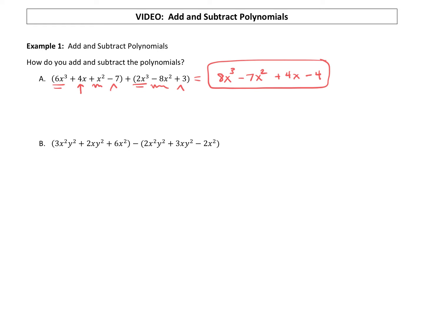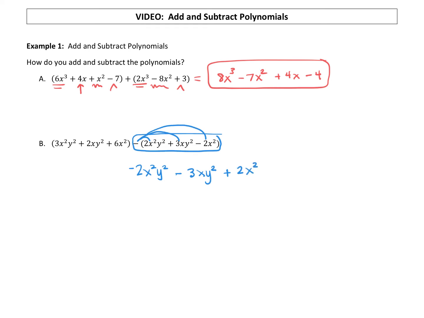Now, what makes part B different are two things. One, we are subtracting, so we have to be very careful because we're subtracting this term, we're subtracting this term, and this term. So what I like to do with subtraction problems is rewrite this whole second polynomial and distribute that subtraction, which is going to be like distributing a negative 1. So this is going to give us a negative 2x squared y squared. This term is going to turn negative, so a minus 3x y squared. And then when we distribute a negative to a negative 2, that's going to turn positive 2x squared.